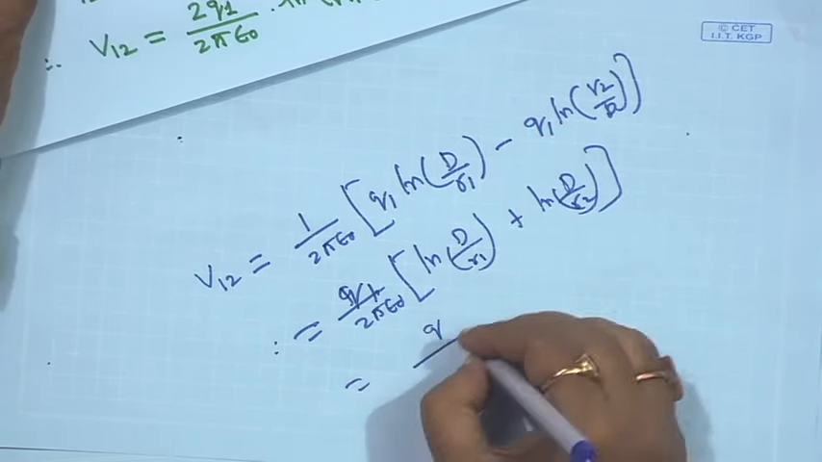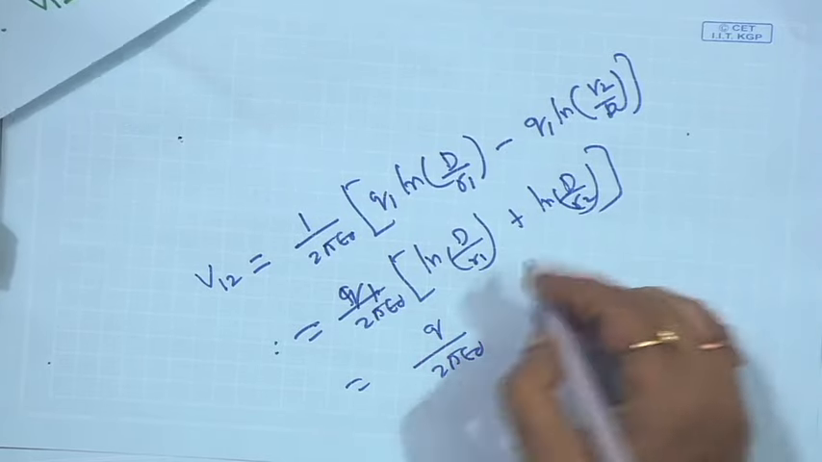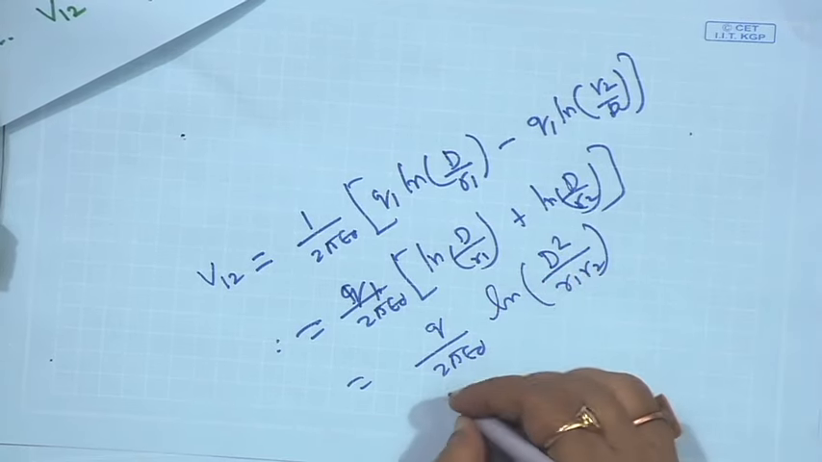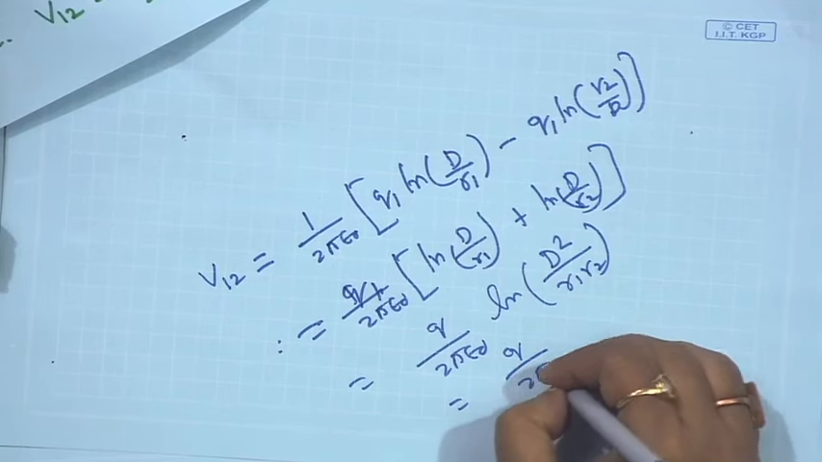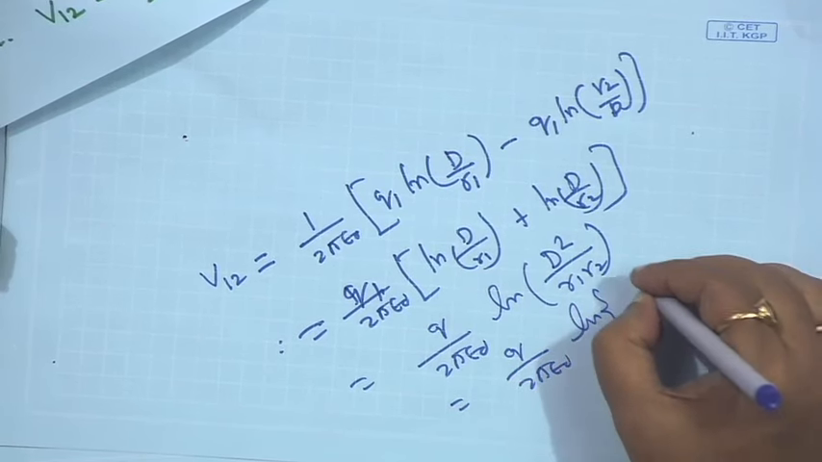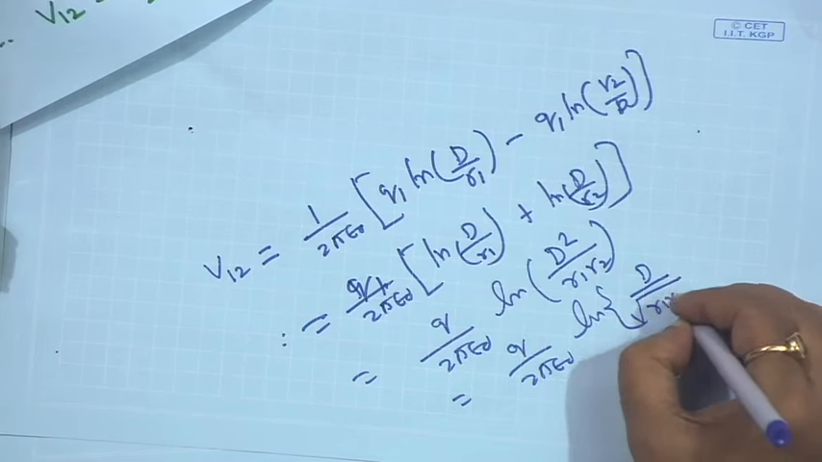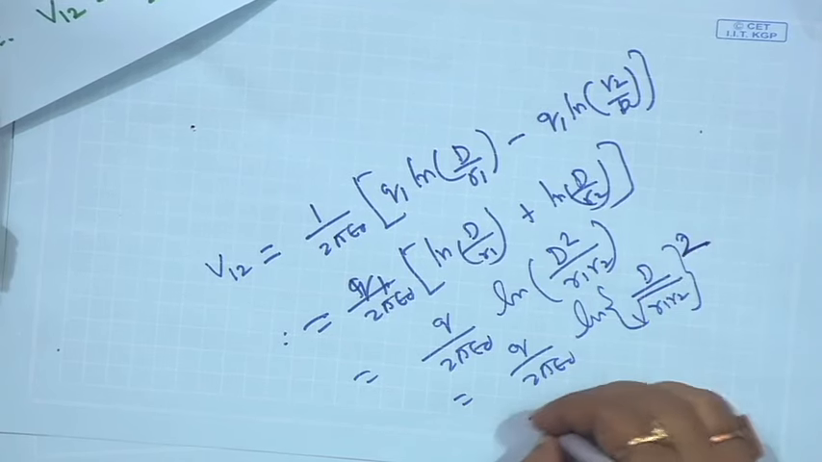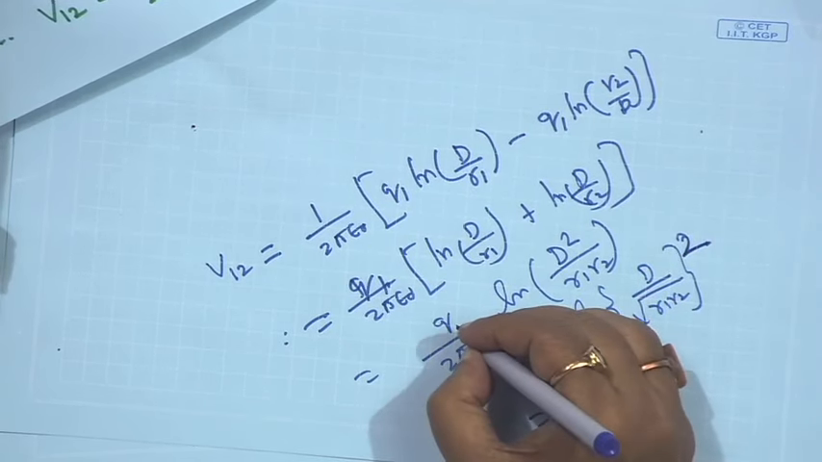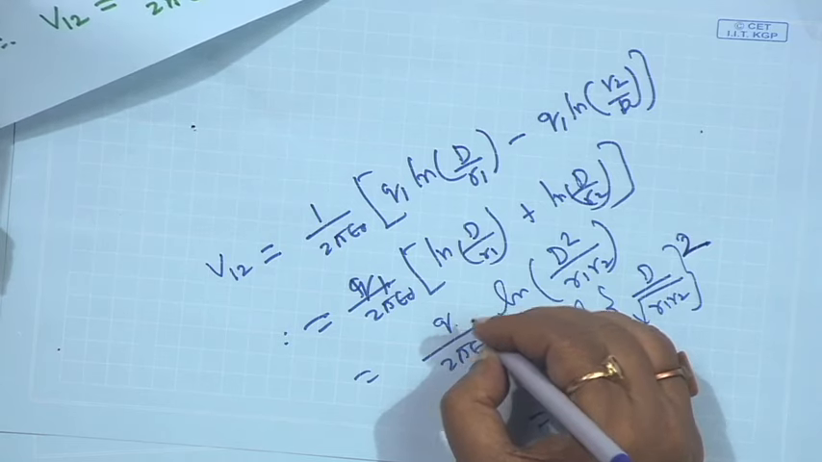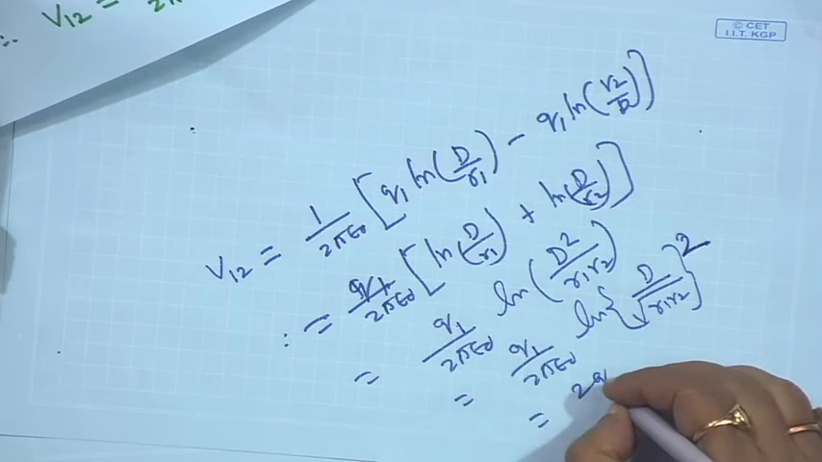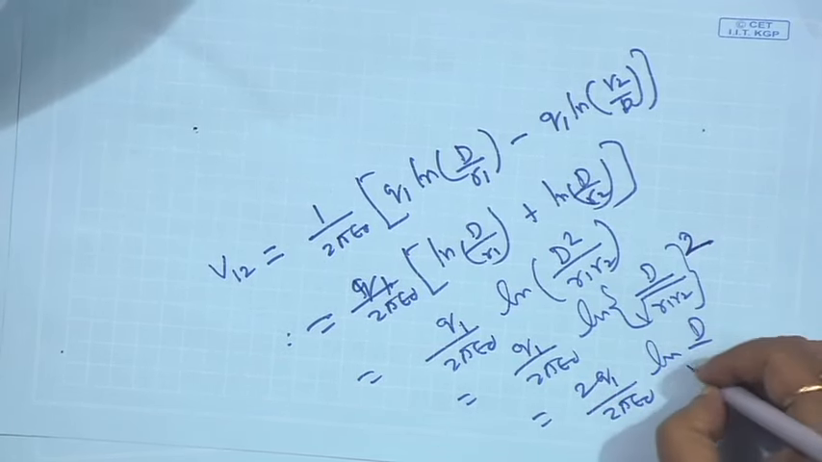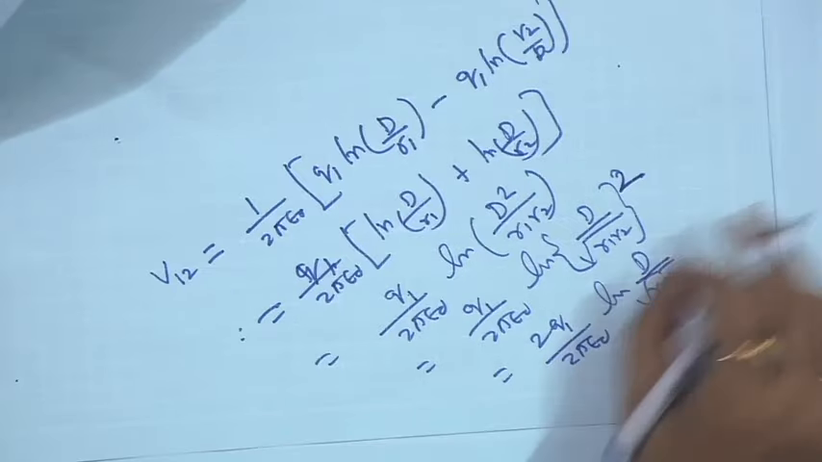That is equal to q upon 2 pi epsilon 0, ln d square upon r1 r2. This one you can write as q upon 2 pi epsilon 0 ln, then you can write d root over r1 r2, this square. It is q1, so it is 2 q1 upon 2 pi epsilon 0 ln d upon root over r1 r2.